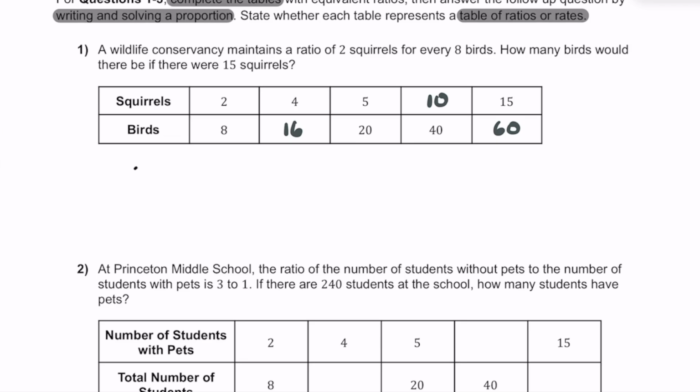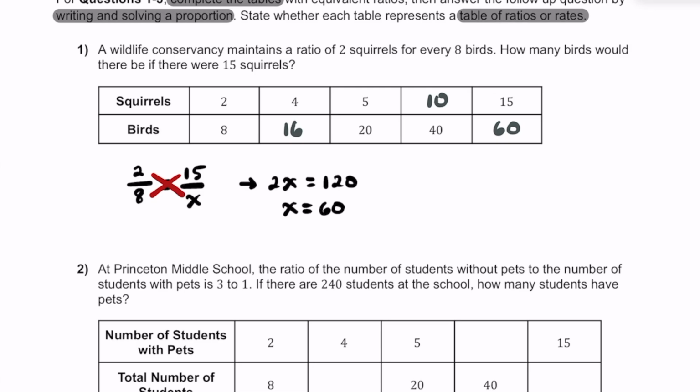Our initial ratio they gave us was 2 squirrels for every 8 birds. I'm going to write that down. And so what if they said we had 15 squirrels? That goes on top. So for the birds here, let's just use X for a moment. Several ways you could do this. I'm just going to use cross products for the sake of time here, but 2 times X is just going to be 2X, and then 8 times 15 is going to be 120. And then if you divide both sides by 2, we can say X would be equal to 60, which means that there would be 60 of these birds, right? So that hopefully makes sense.